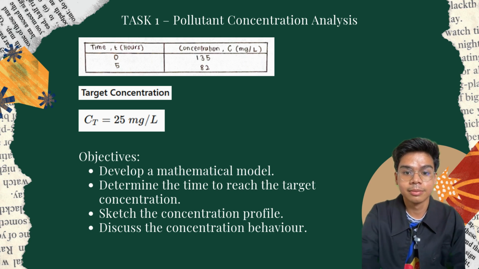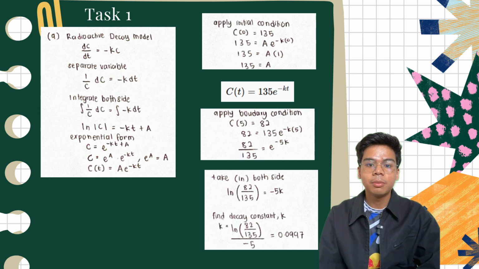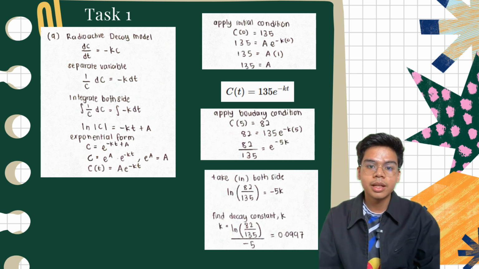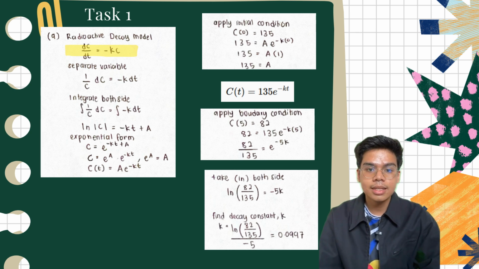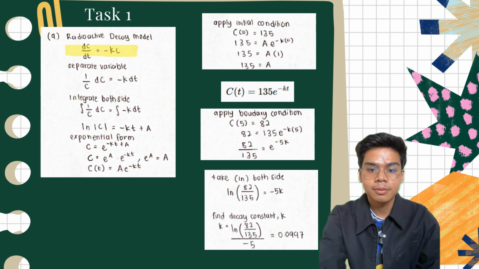To model the pollutant concentration, we assume that the rate of change of concentration is proportional to the current concentration. Therefore, we use the radioactive decay model represented by the differential equation dC/dt = -kC, where C is the pollutant concentration and k is the decay constant.